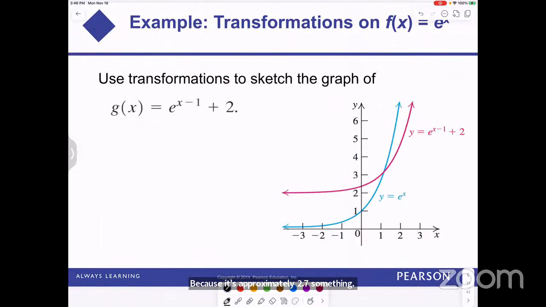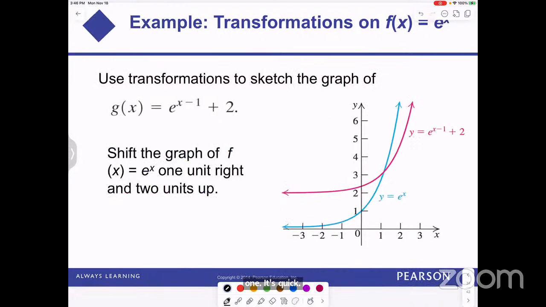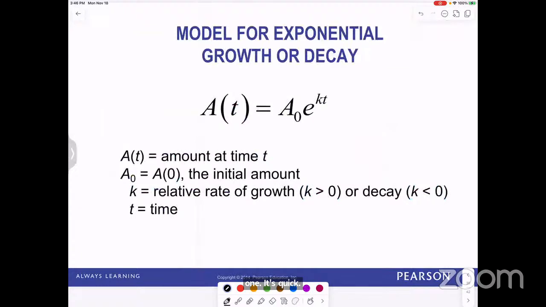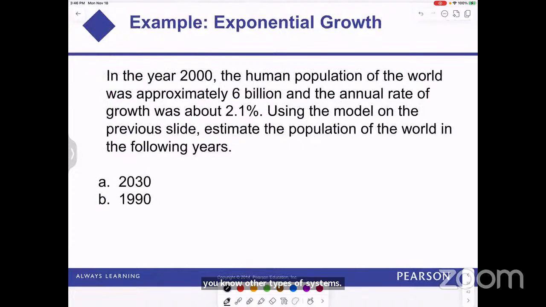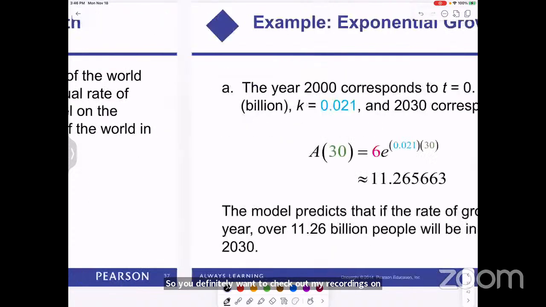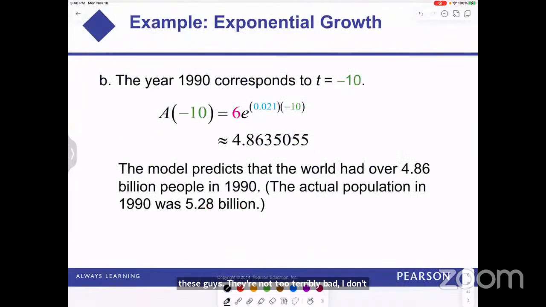Transformations, I'm going to use my recording for this one. It's quick, but I'm going to use my recording because we are out of time. And then this is a model, an application of the exponential function. It's similar to PERT. We just changed the labels a bit. Instead of talking about finances, this is generalized into other systems like population growth, bacterial growth, and other types of systems. So you definitely want to check out my recordings on these. I don't feel like they're too terribly bad, but you definitely want to check them out.